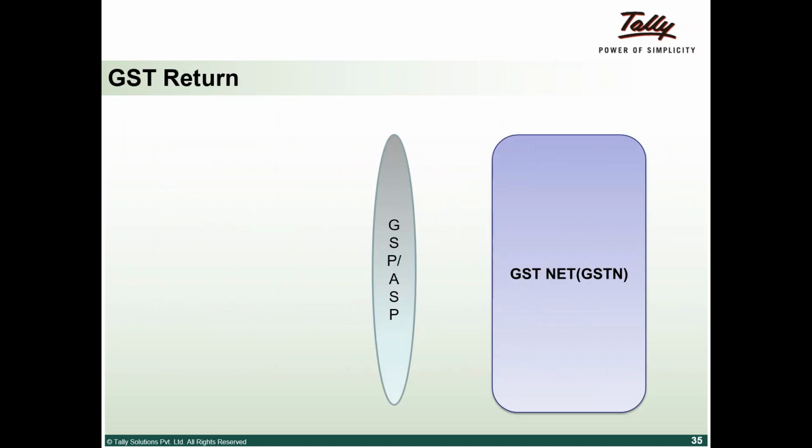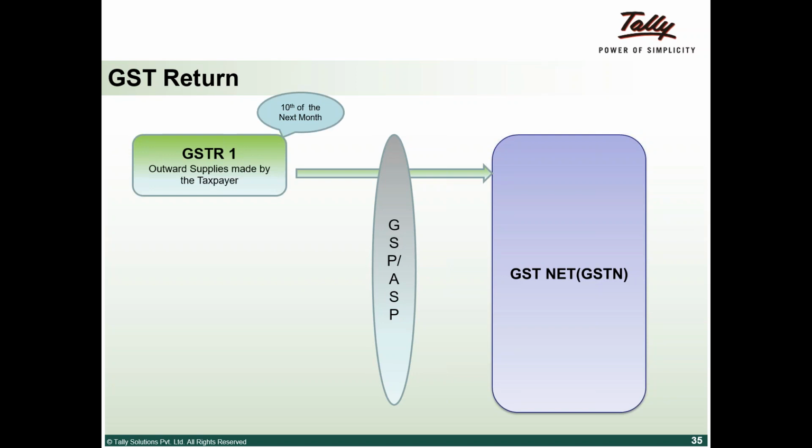See, I'll take you through basically how the GST return works. For the month of, let's say, June, I need to file a first return, GSTR 1, on the 10th of the next month. So July 10th for the entire June transactions. GSTR 1 is the output supply, that is your sales. You need to upload it by the 10th of the next month.